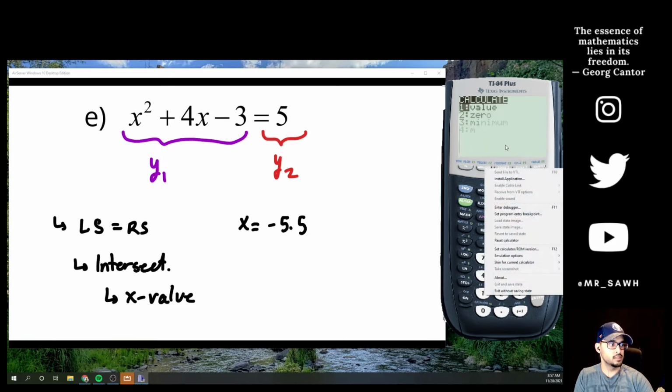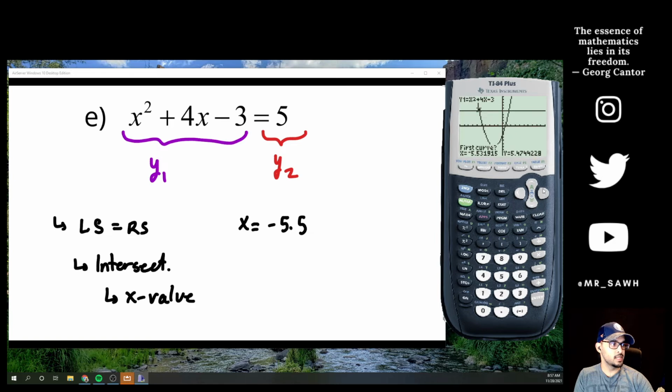So second trace, option 5 is intersect, and the same process. So first curve, move the cursor over to the other intersection point this time. And close to it, so hit enter. Calculator automatically switches to the second curve when it asks you that question, so enter again. Enter for a third time. There's your other x value. So x could either be negative 5.5 or x is 1.5.